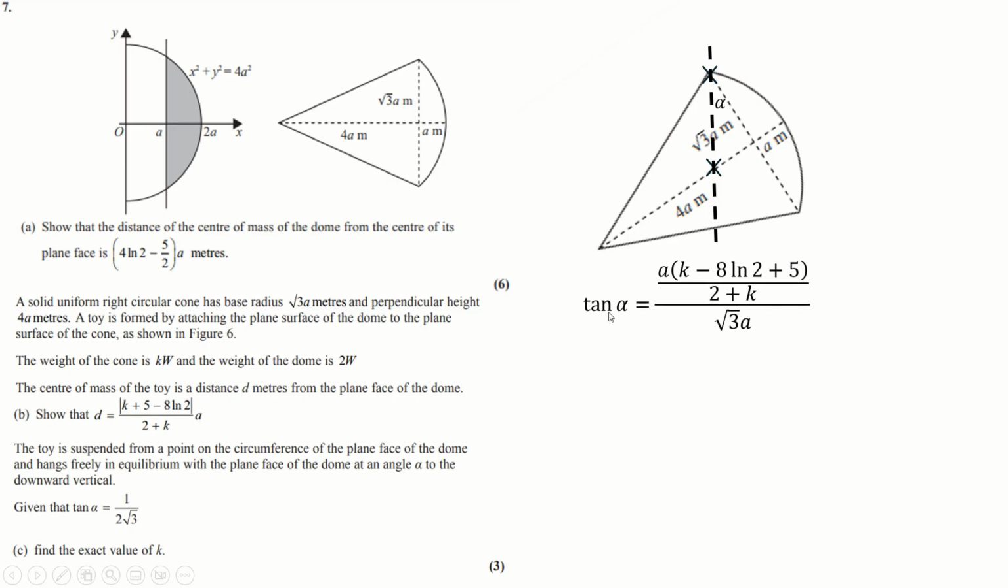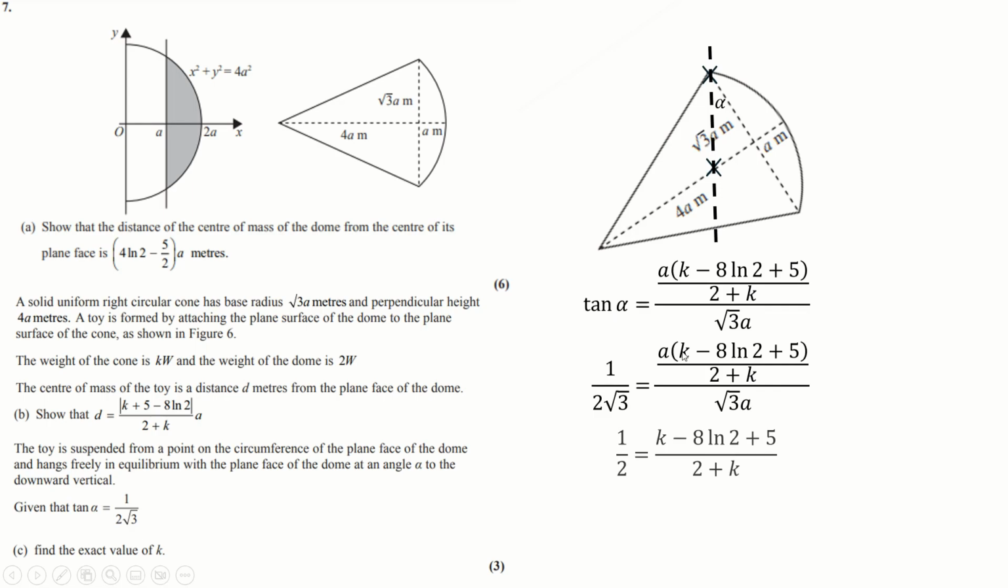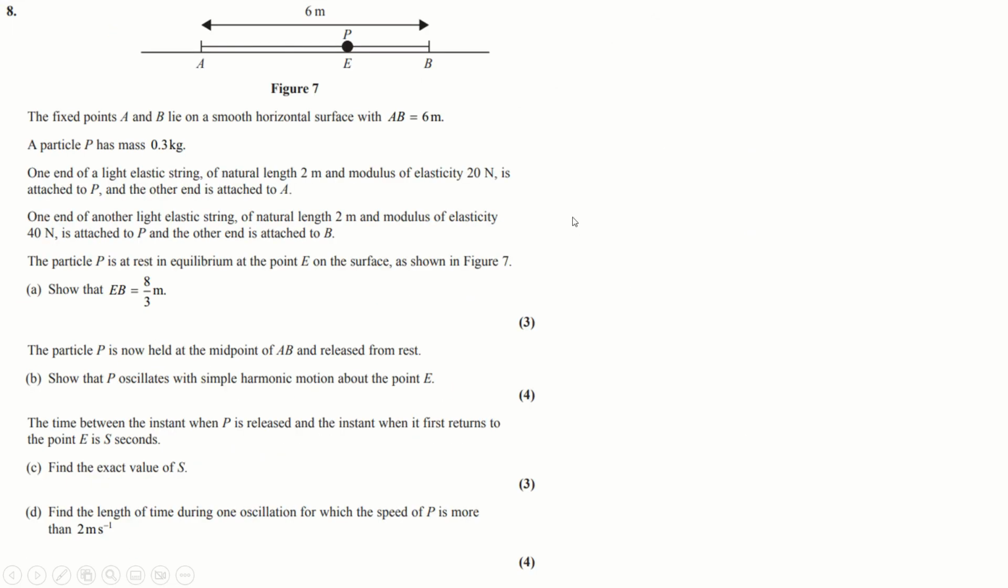But they've told us tan alpha is 1 over 2 root 3. So now we can just solve this for k. We can cancel the root 3's and cancel these 2a's, and we end up with this. And now cross multiply and solve, and you end up with k as this. And even if you did it the other way around, and this was all masses, I think I tested this a while ago, and you just end up with the same answer. So that's absolutely fine. You'll get it right either way, or at least hopefully you do.